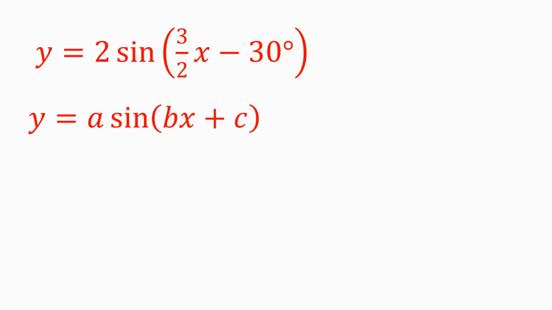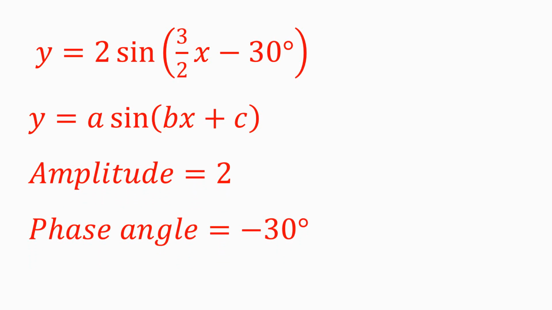So in our case, we've been asked to identify the amplitude and the phase angle. Relating it to the general form, it means that the amplitude is equal to 2 and the phase angle is negative 30 degrees. However, I've linked some resources in the description to help you further understand and also see some illustrations of the amplitude, phase angle, and the period.